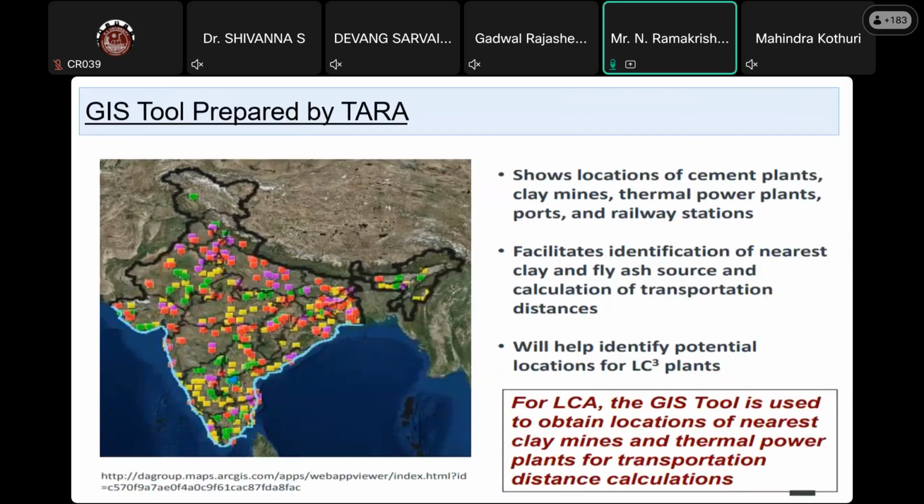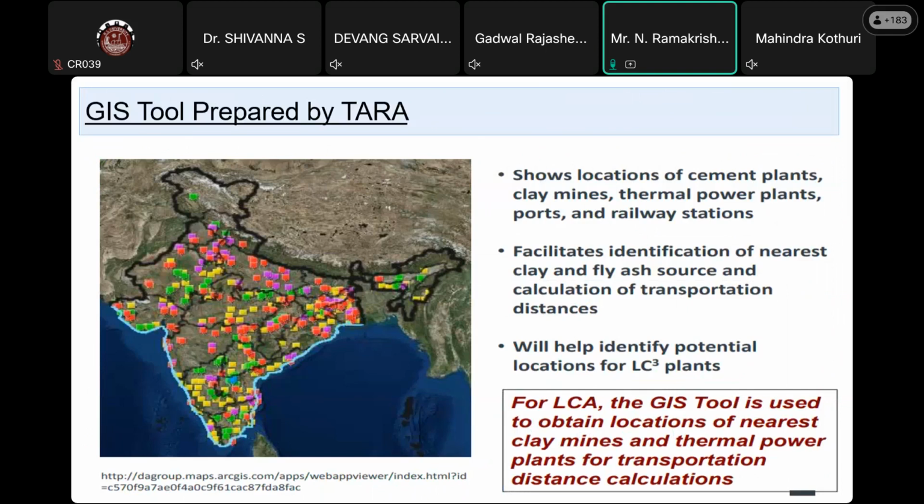This is a GIS tool, prepared to show the locations of cement plants, clay mines, thermal power stations and railway stations. Why? Because accessibility of the material is also very important. Identification of clay and fly ash sources and transportation distances is also calculated, and it will help us identify the potential locations for LC3 plants. The GIS tool obtains the location of the nearest clay mines and thermal power plants for transportation, and the distance is also calculated.